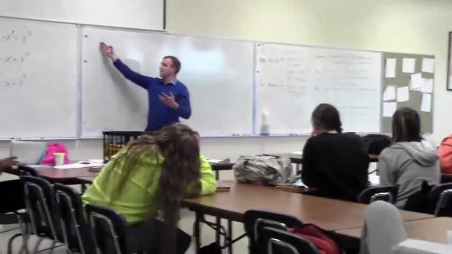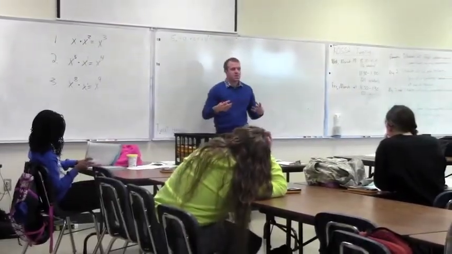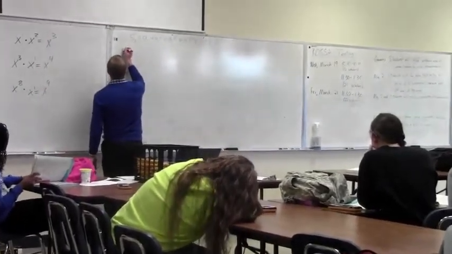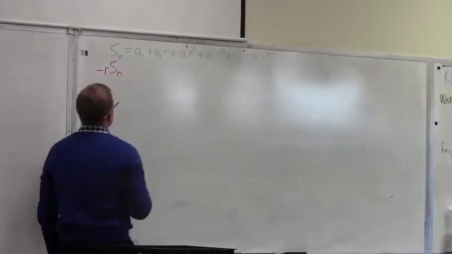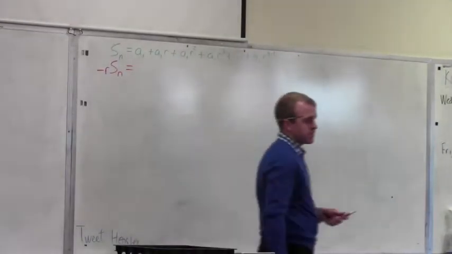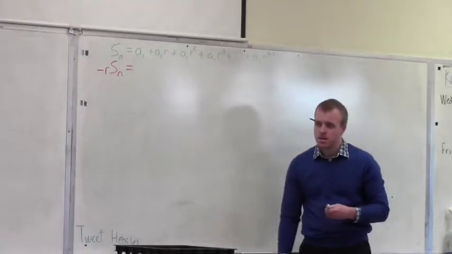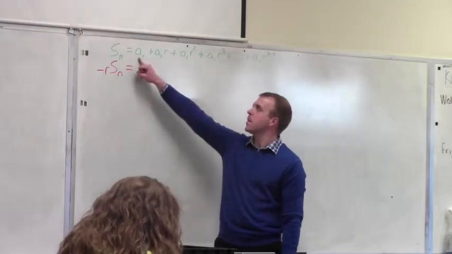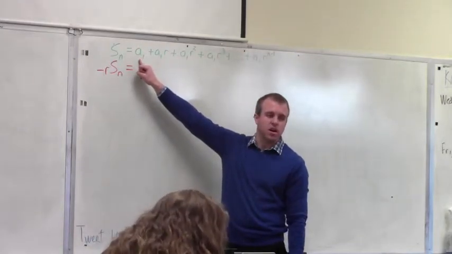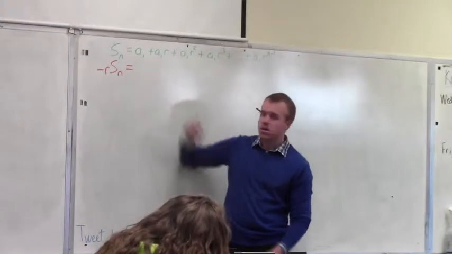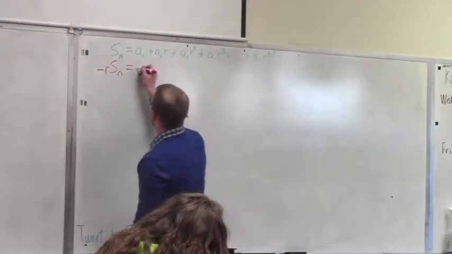So negative r and S don't have any like terms, so the best we can do is just write them together, smush them together. So this will become negative r S sub n equals. What happens when I multiply negative r times A sub 1? I get negative A sub 1 r.